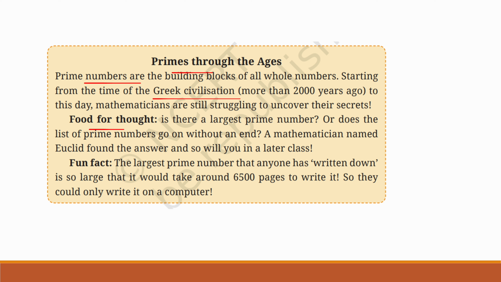Food for thought. Is there a largest prime number, or does the list of prime numbers go on without an end? A mathematician named Euclid found the answer, and so will you in a later class. Fun fact: the largest prime number that anyone has written down is so large that it would take around 6,500 pages to write it. So they could only write it on a computer.